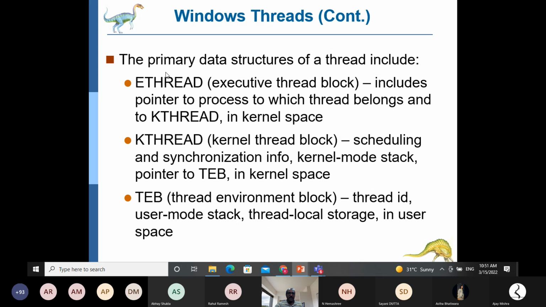Here Windows maintains the threads using three data structures: the E thread and the K thread, which are the executive thread block and kernel thread block, and the thread environment block. The thread environment block is maintained in the user space, because in Windows we have a user thread and a corresponding kernel thread. The other two data structures are maintained in the kernel space.